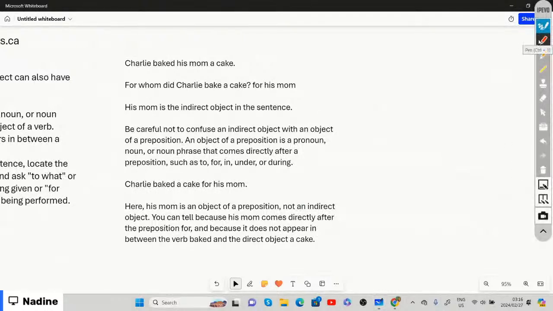So if we look at an example, it says Charlie baked his mom a cake. So we need to ask ourselves, for whom did Charlie bake a cake? And then we can say it is for his mom. So his mom is our indirect object within the sentence.